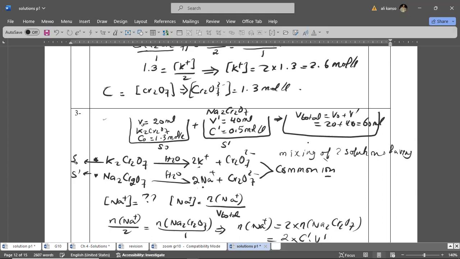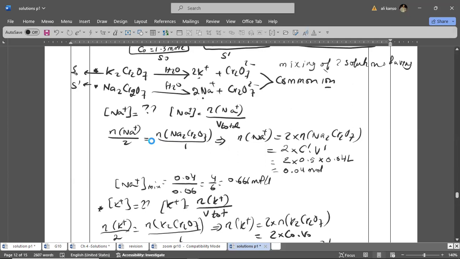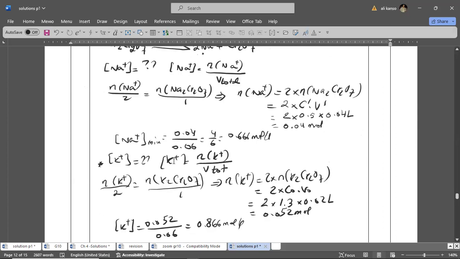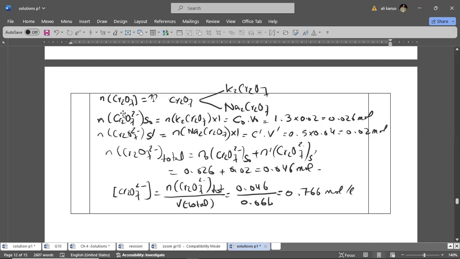You have to find the number of mole of each. Number of mole, you can find it by the relation that we taught you here: N of Na plus over 2 equals N of Na2Cr2O7, etc. Only the dichromate, because they are from two sources, you have to find the number of mole in each source, and then you can add them, and finally you divide by the volume total.